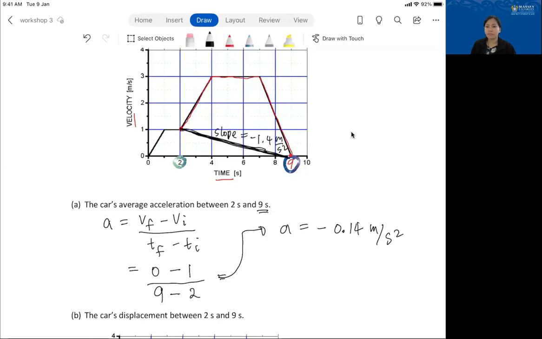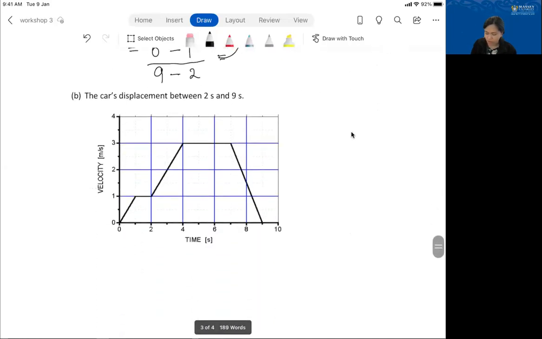All right. Any question about that? Yeah, just if anything, use the definition: final velocity minus initial velocity divided by final time minus initial time.